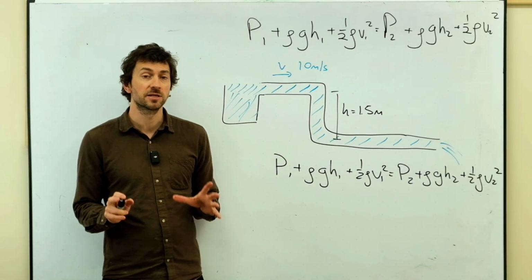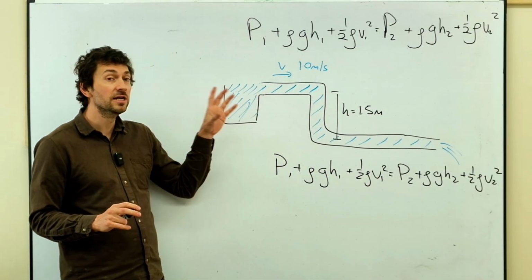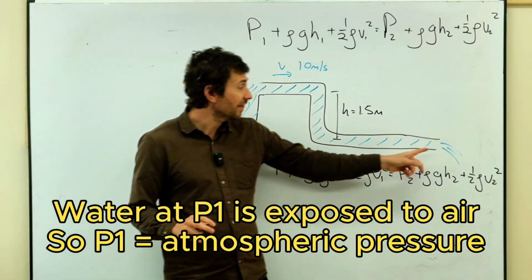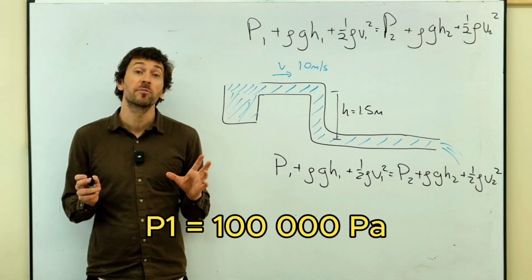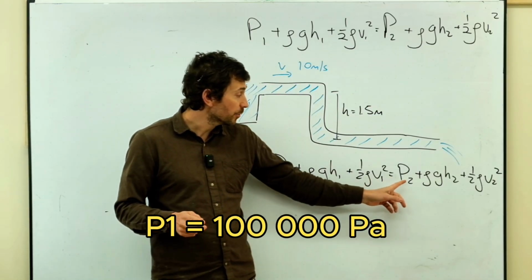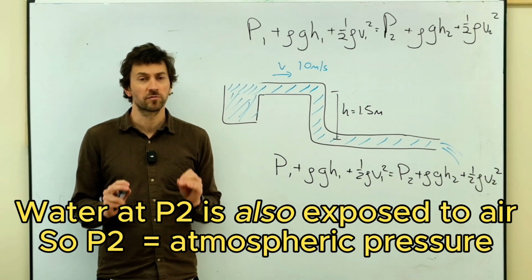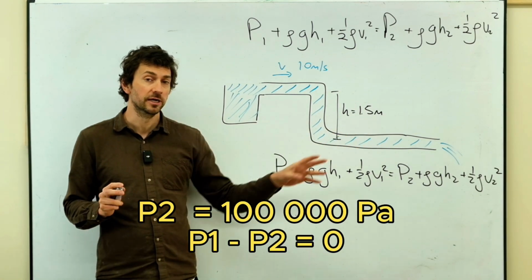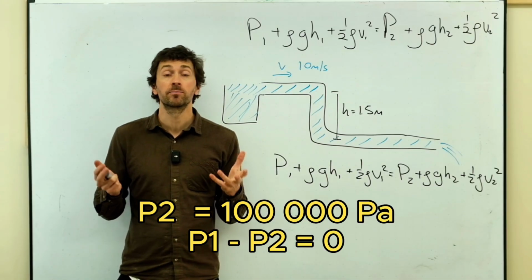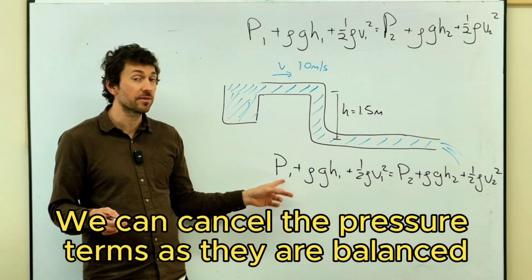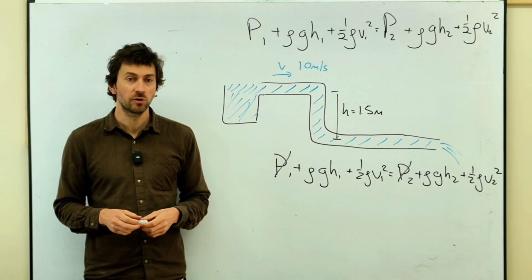Now, the first thing to say is about pressure, this P1 and P2. Now this side of the water is exposed to the air, and that side of the water is also exposed to the air. So the pressure on this side is going to be atmospheric pressure P0. And the pressure on this side is also going to be atmospheric pressure P0. So there's no pressure differential in this case because they're exposed to the air. Whenever water is connected to the air, it's going to be in equilibrium pressure with that air. So we can say that the pressure here is equal to the pressure there. And we can cancel it from the two sides of the equation.